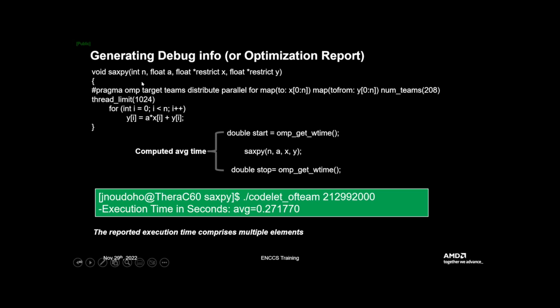So when you call this code and you want to time it, we need to put start before the call and stop after that, and we compute the average execution time, and we say, okay, our codelet, or piece of code, execution time is this. That is exactly what I did here. I have collected the time, but the execution time you have here comprises multiple elements. How to get access to that?